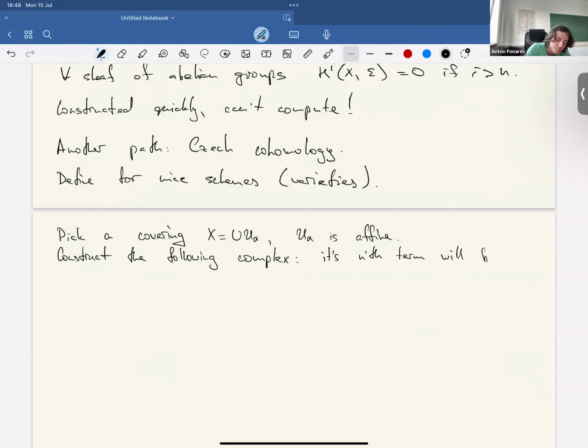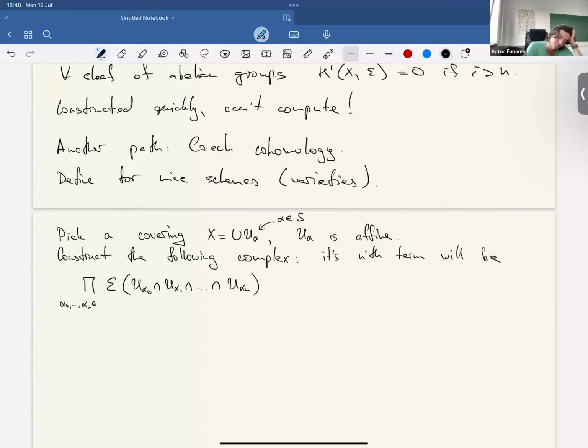will be the product. So let's say this alpha belongs to the indexing set S. Then its nth term will be the product of E of U alpha naught intersected with U alpha 1 intersected, etc., intersected with U alpha n, where we're running over all sequences alpha naught to alpha n inside S. I will draw this complex in a second.